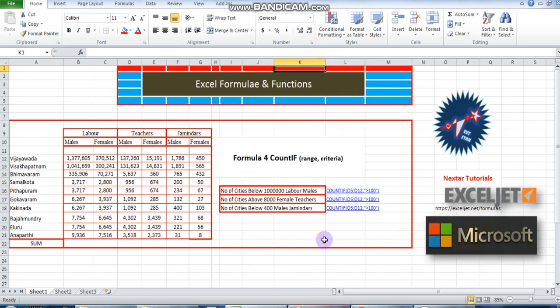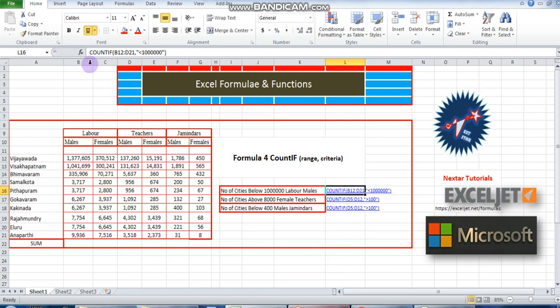and we have to calculate how many cities there are for which it is below 1 lakh labors. So we have to define it like COUNTIF. The data area we need to specify is B12 to B21. And what should be the criteria? It should be less than 10 lakh. And let's hit enter.